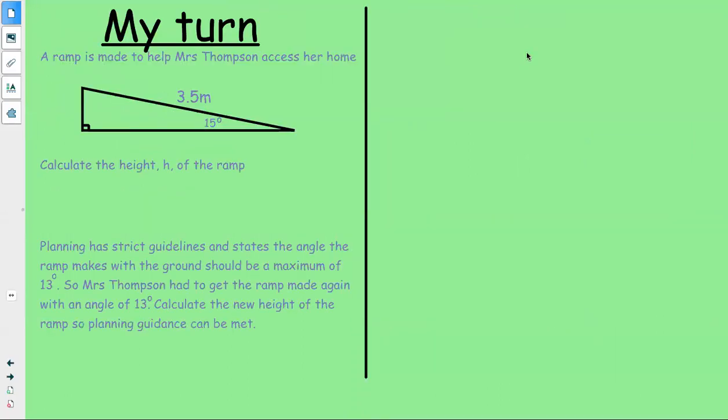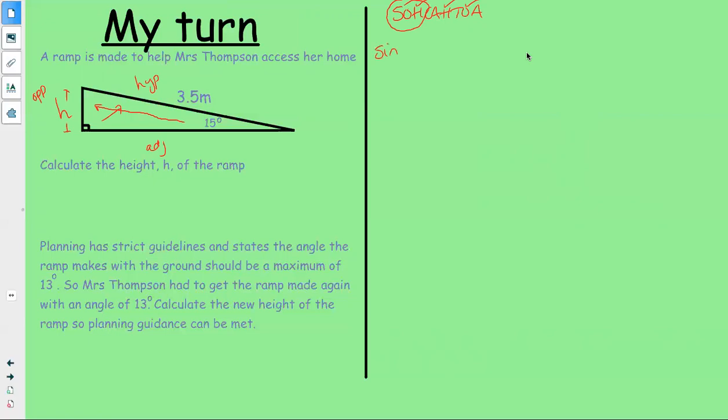Okay, another question, my turn. A ramp is made to help Mrs. Thompson access her house. So here's the ramp here. Calculate the height of the ramp. So basically they want to work out this height here. Okay, so let's label the sides. Hypotenuse, this is opposite the angle you've been given, and this is the adjacent. So SOHCAHTOA. I'm going to tick the hypotenuse, and I will tick the opposite because that's the one I want to work out. So we're going to use the sin ratio.